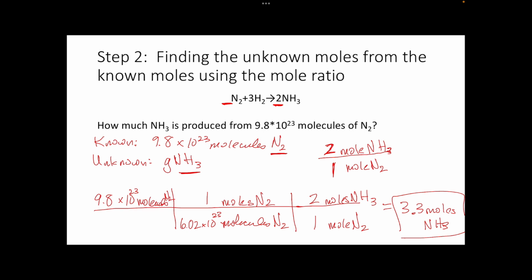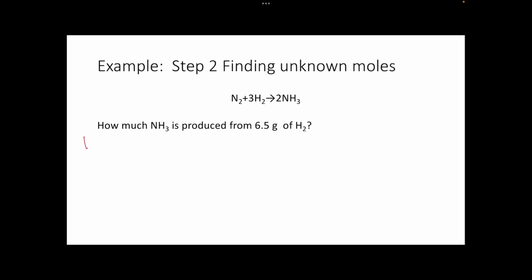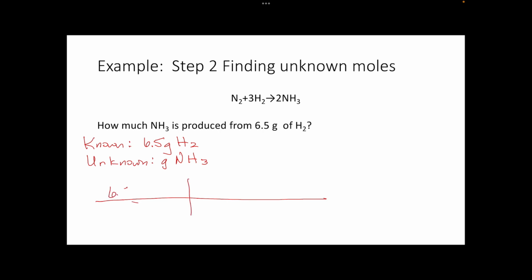All right, let's do the 2 other scenarios. It's going to be similar. So our known here is our 6.5 grams of hydrogen. Our unknown is still the same, grams of ammonia. All right, let's set up our train tracks. So we know we have 6.5 grams of hydrogen. We have to use the AMU from our periodic table. We know that there's 2.02 grams of H2 in 1 mole.